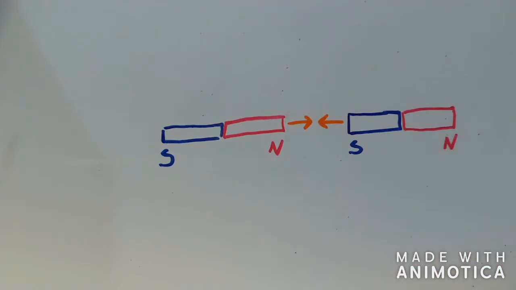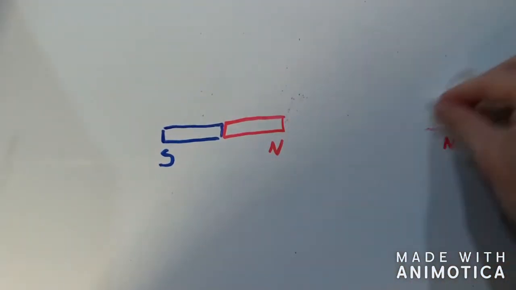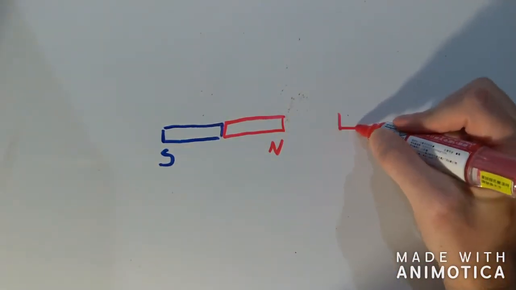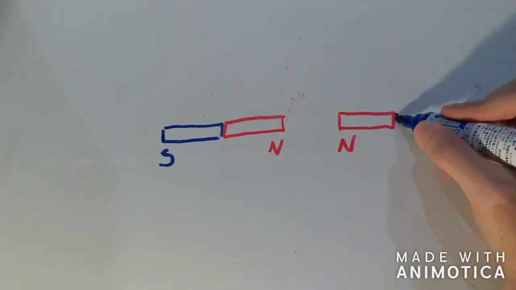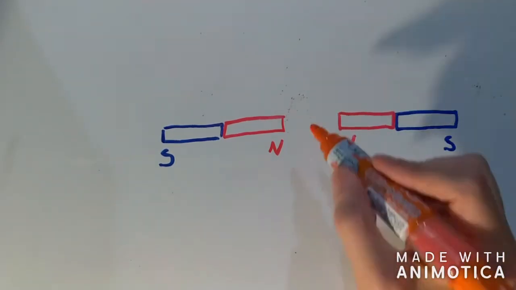Magnets have two poles, north and south. North and south poles will pull on each other, but same poles, such as two north poles, will push on each other.